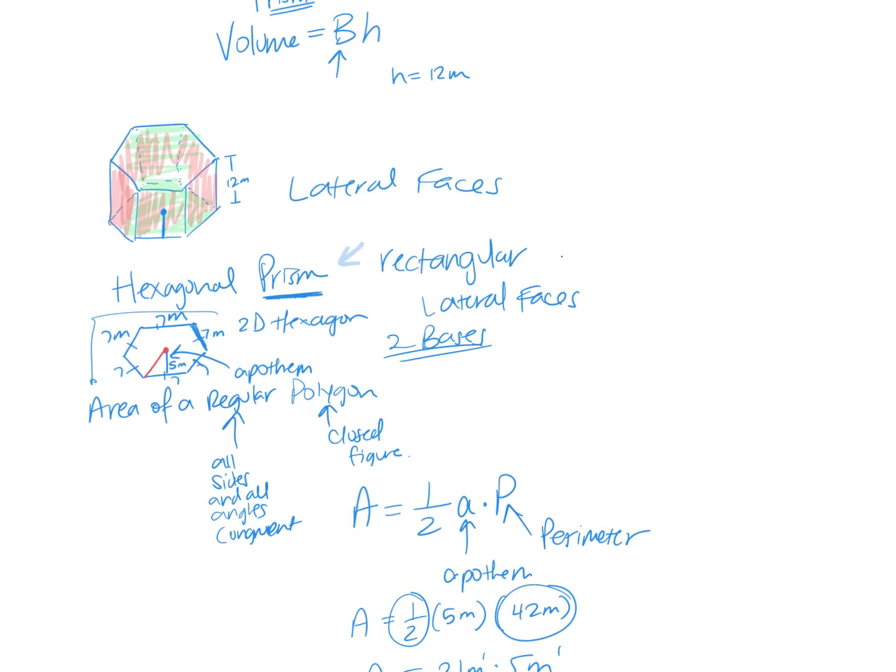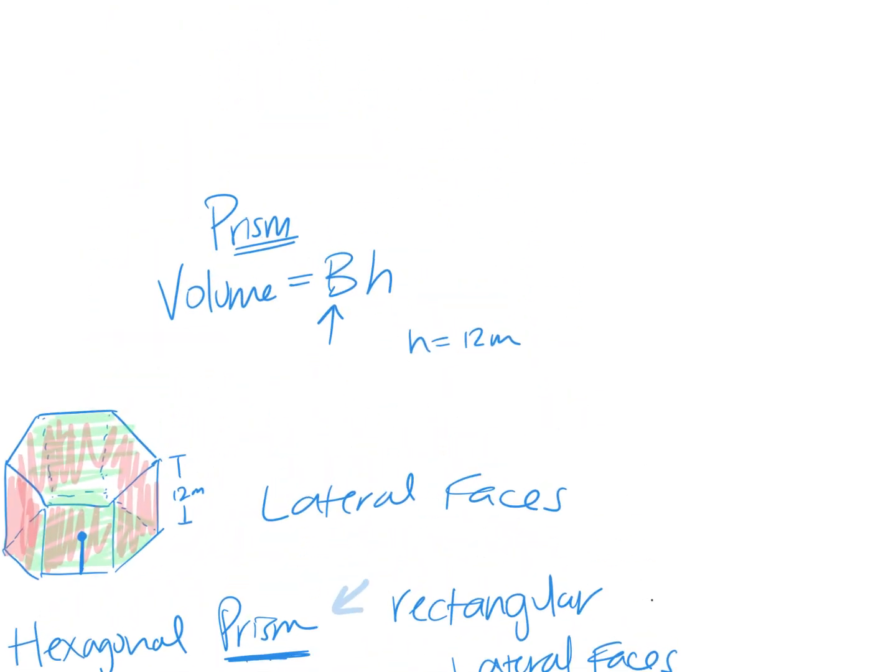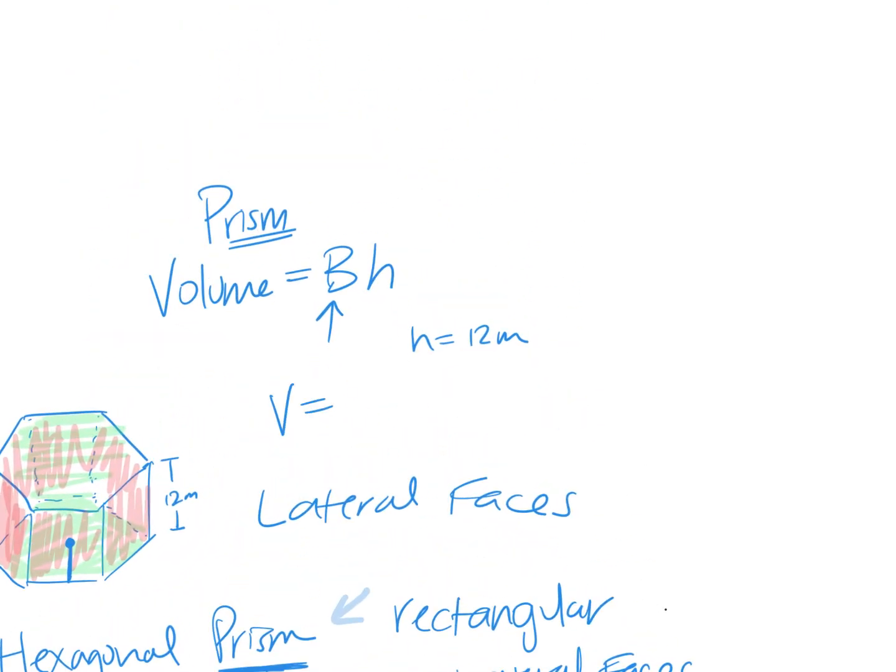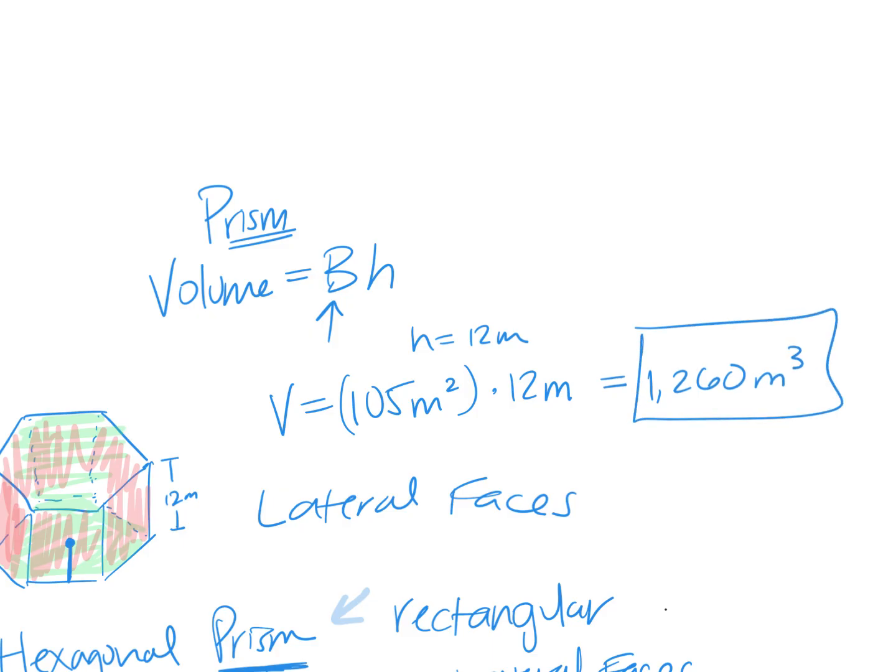So now we go back to our volume formula and we write V equals 105 square meters times 12 meters. Then you put that in your calculator. 105 times 12, and we get 1,260 cubic meters as our volume.